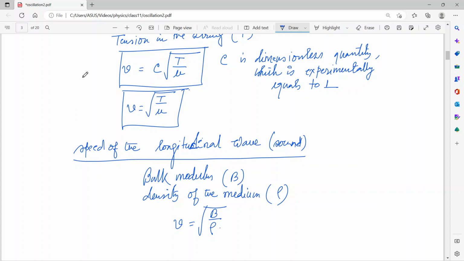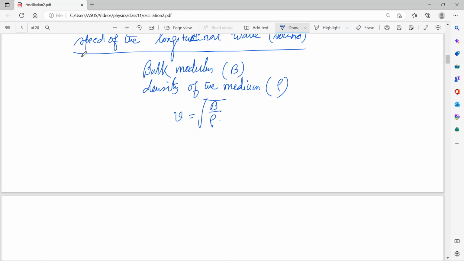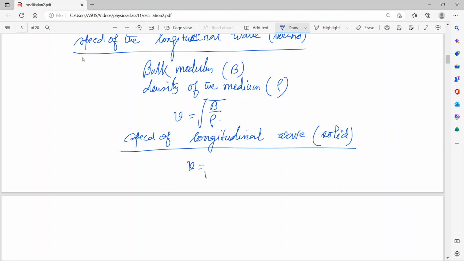The bulk modulus formula is valid specifically for liquids or gas, not for solids. If the longitudinal wave is passing through a solid, the velocity is root of Y by rho, where Y is the Young's modulus and rho is the density of the medium. This is the thing that we already know.